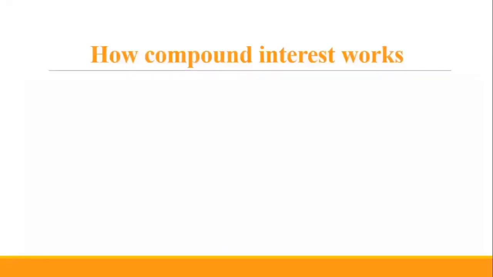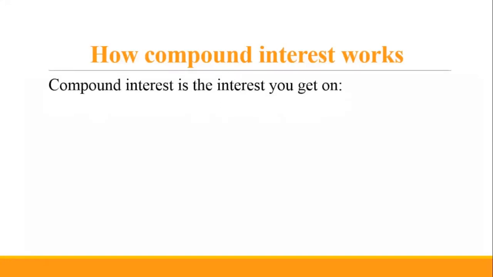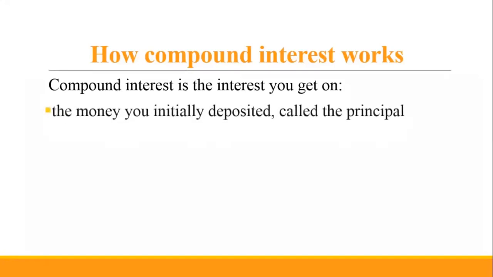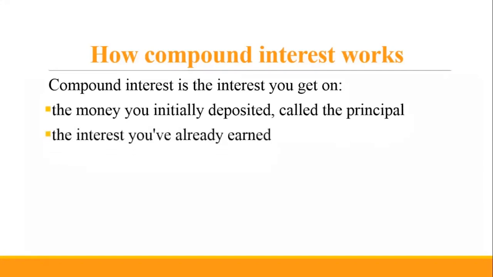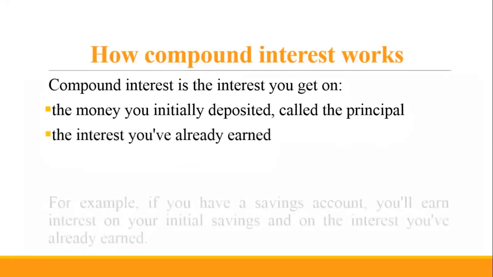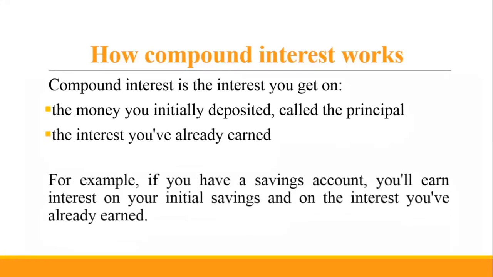Another one, how compound interest works. So, how does compound interest work? Compound interest is the interest you get on the money you initially deposited, which is what we call the principal, and on the interest you already earned. For example, if you have a savings account, you will earn interest on your initial savings and on the interest you have already earned. Yun yung na-explain ko kanina, kung ano ba ang compound interest.